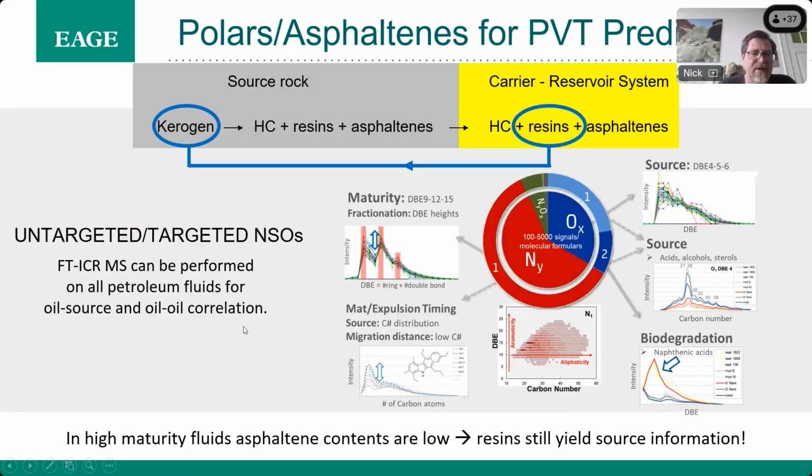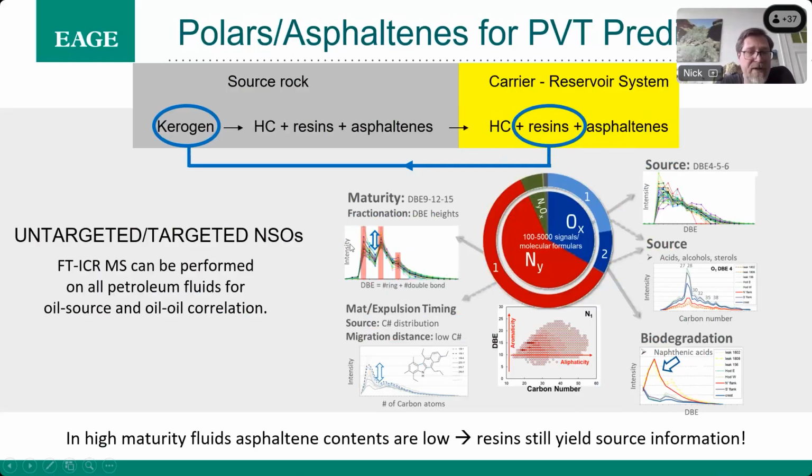In cases, for example, of high maturity fluids where asphaltene contents are low and you cannot precipitate asphaltenes, resins may still yield important source information. And those polar resin compounds can be assessed using high resolution FT-ICR-MS spectroscopy, which can be performed on all types of petroleum fluids for oil-source and oil-oil correlation, and can yield important information on source rock contributions or maturity, expulsion timing, the extent of fractionation caused by differential migration or migration distance, and also the level of biodegradation.